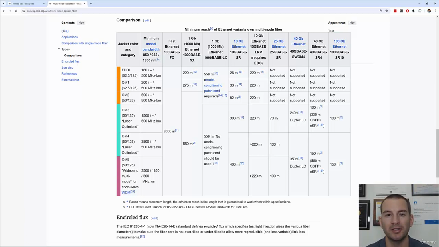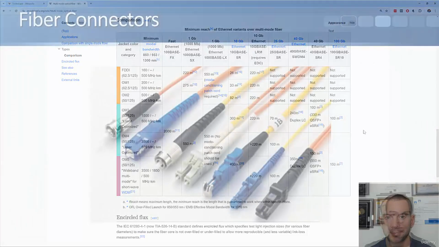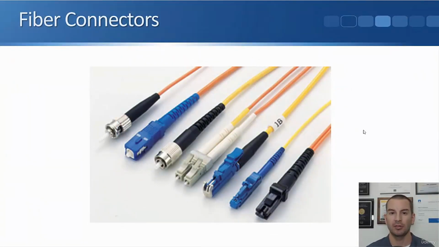Single mode can go much further. It can go up to several hundreds of kilometers, again depending on the cabling type and the other physical hardware you're using. So our last slide here, this is a picture of some of the different fiber connectors that are available. There's lots of different types of fiber connectors. Depending on the type of cable you're using, whether it's multi-mode or single mode, and the kind of distance it's going over as well, there's going to be different connectors there.